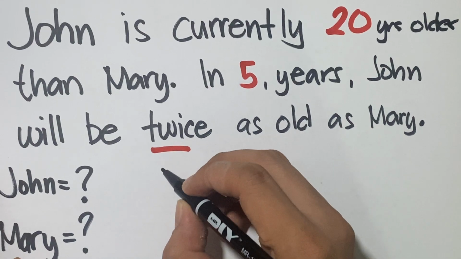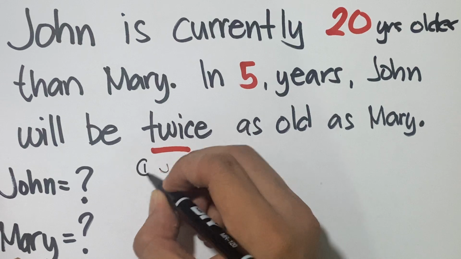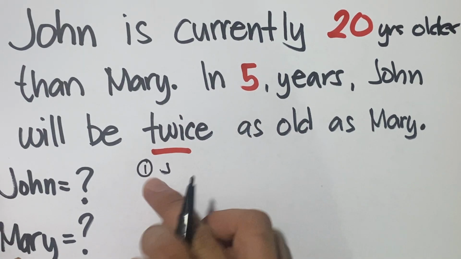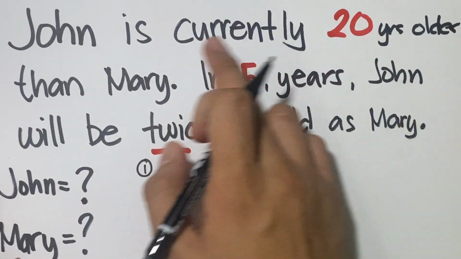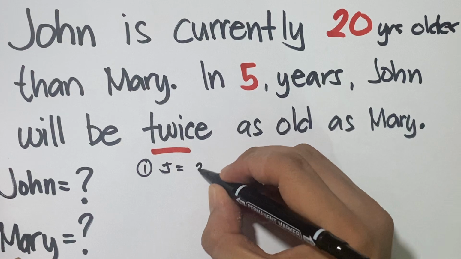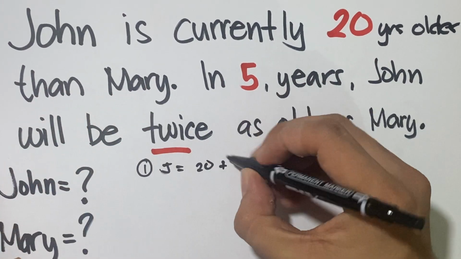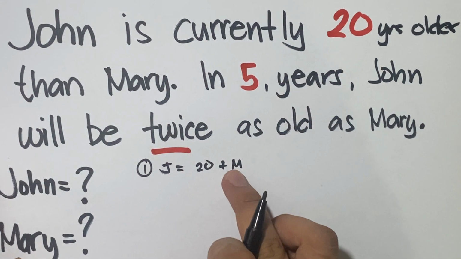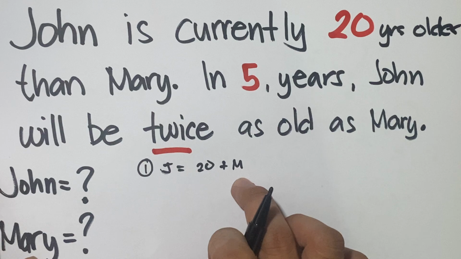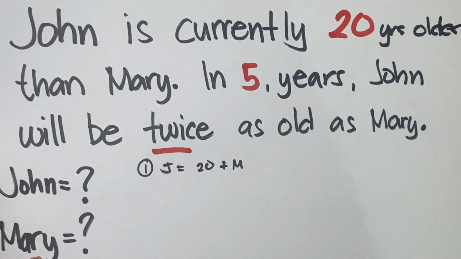If we translate that into an equation, that is J. Let us label that as our first equation, our first statement. That would be J is equal to, is currently, therefore equal to 20 years older. 20 years older is addition, 20 years older than Mary. So that would be 20 plus M, and our M here is Mary. This would be the equation form of our first statement.